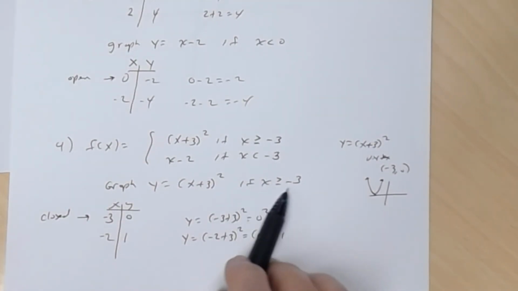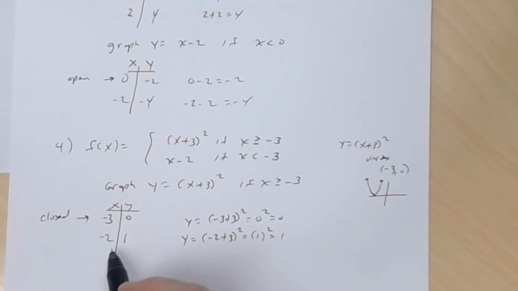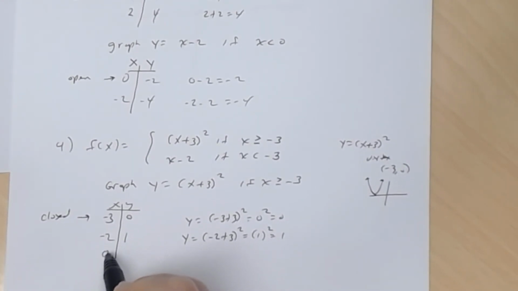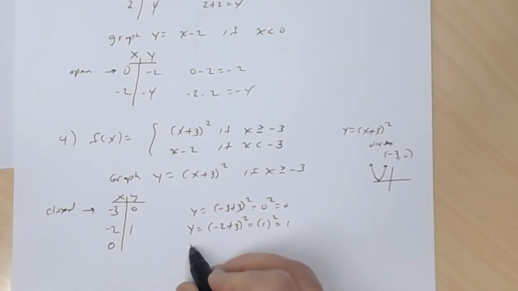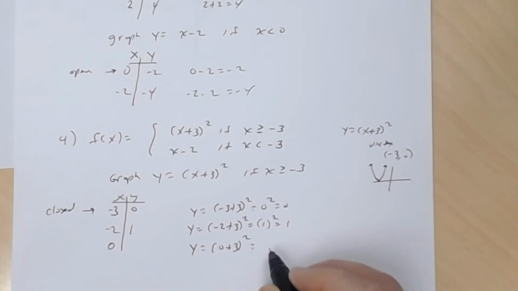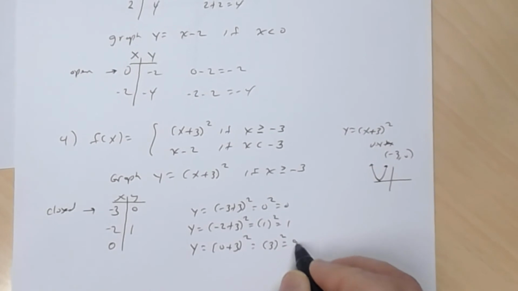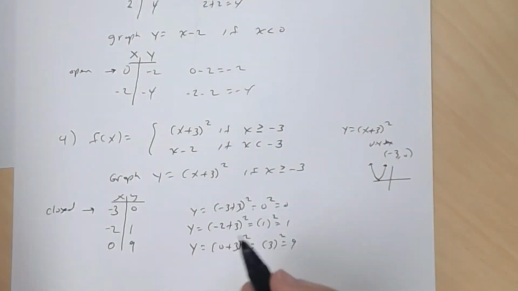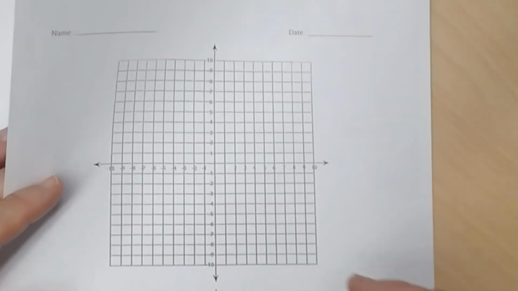So give me another point that's greater than or equal to -3. Let's say 0. If x is 0, I get y equal 0 plus 3 squared. Well, 0 plus 3 is 3, 3 squared is 9. So I plot the point 0, 9. And now look what's going to happen. I'm going to do it on this one now.